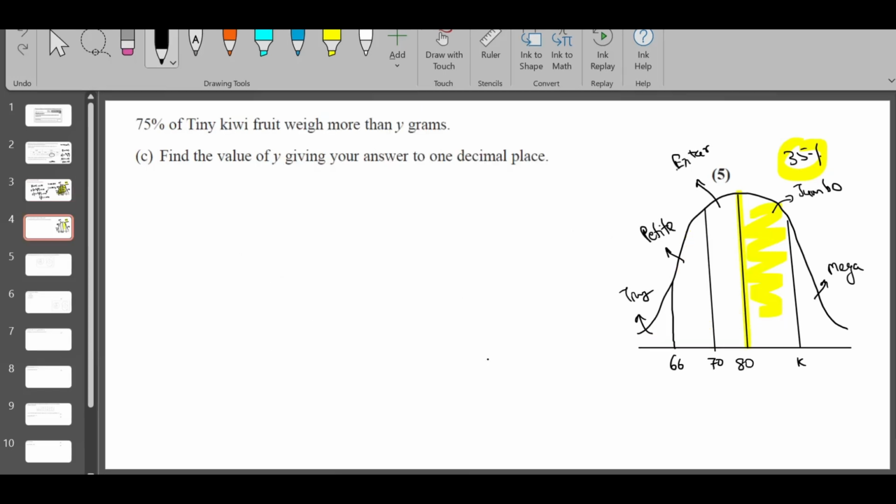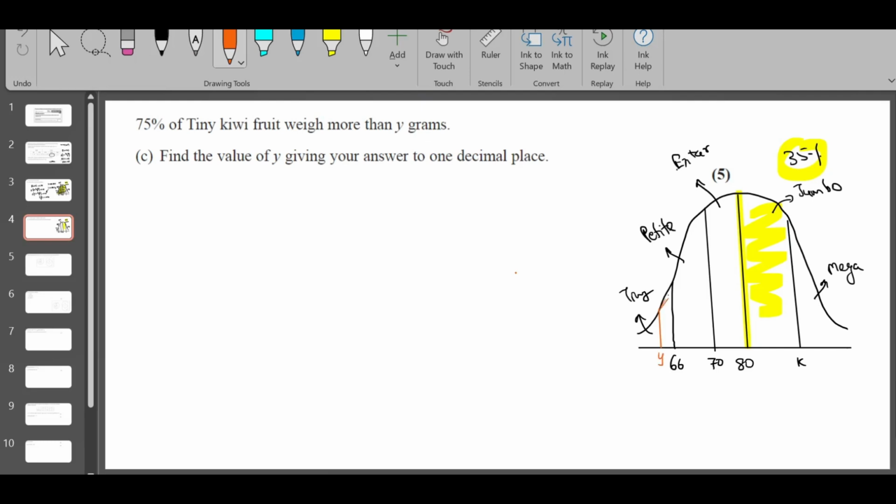Let's look at part C now. 75% of tiny kiwi fruit weigh more than y grams. Okay, this is the tiny fruits actually. We don't know the percentage of this, but here in this tiny fruit, 75% of them weigh more than y grams. Find the value of y. Okay, so let's assume y is somewhere here.